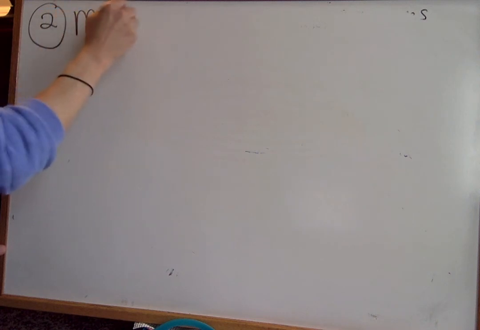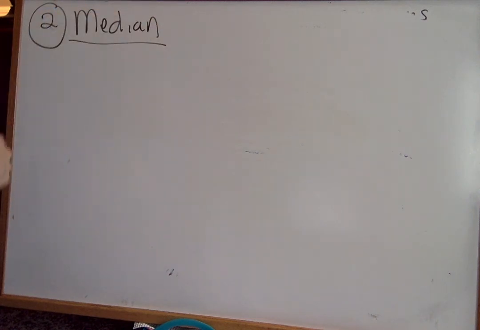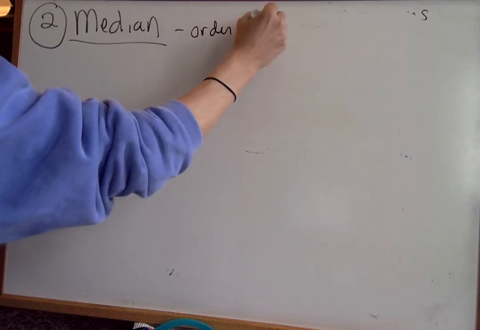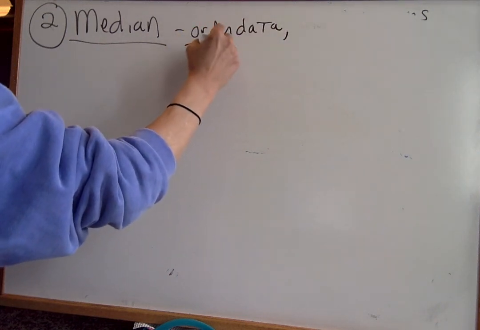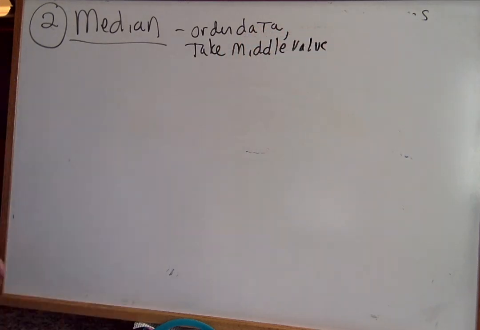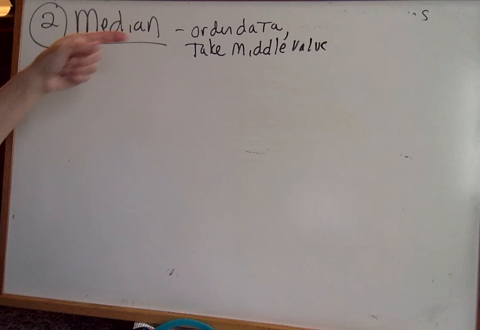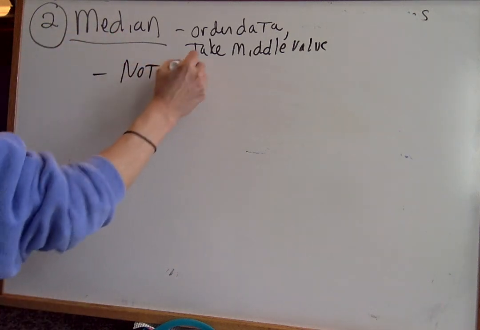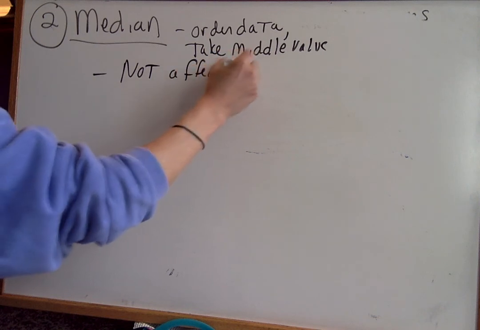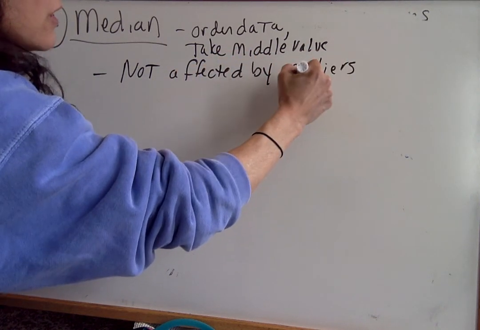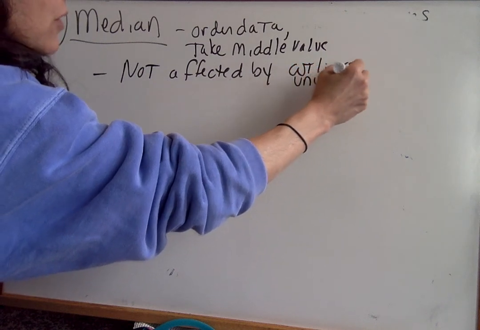So hopefully you remember you have to put the data in order, right? And you're going to take the middle value. I think it's our next video where we'll actually practice this. The median is not affected by outliers, unusually big or small numbers.